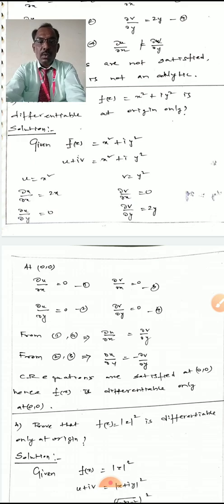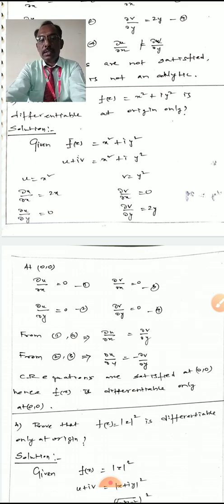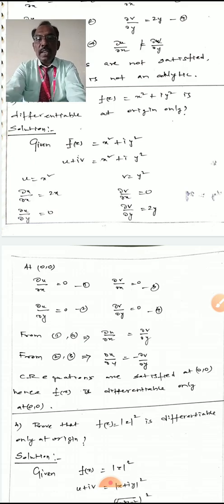From 1 and 4, dou u by dou x is equal to dou v by dou y. From 2 and 3, dou u by dou y equal to minus dou v by dou x. So CR equations are satisfied at 0,0. So it is differentiable. Very clear, it is differentiable at 0,0 only, but it's not analytic.